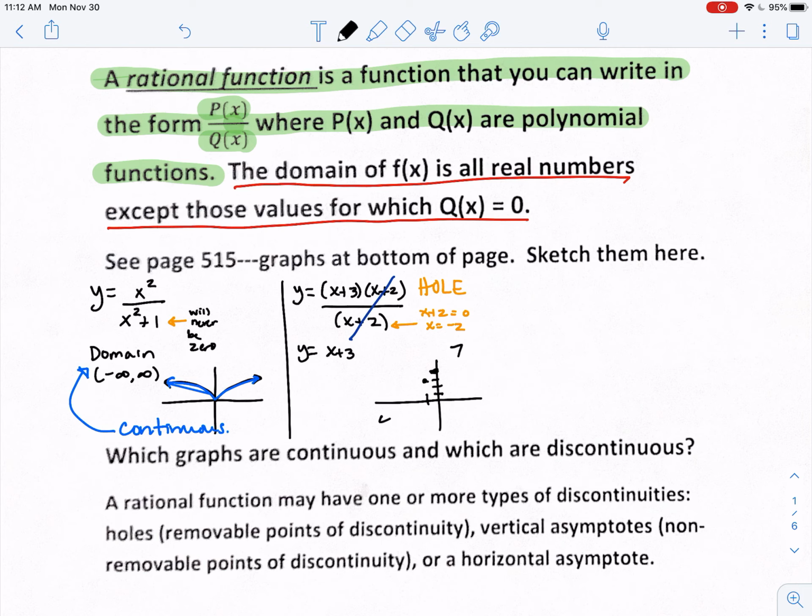Might have to start over a little bit here. Actually, I'm going to just start over. Let me erase. All right.